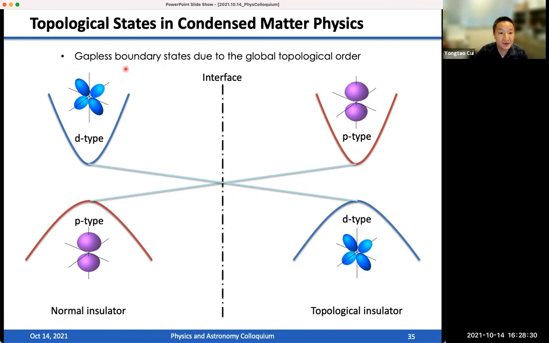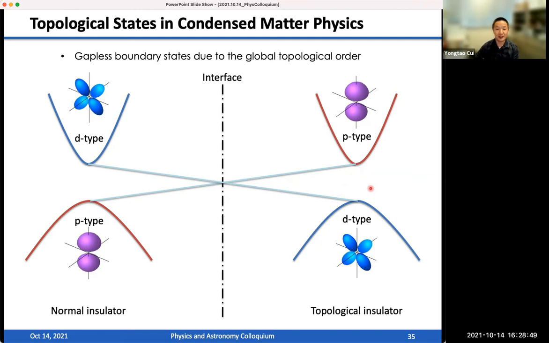And the existence of these boundary states is not because of something special about the interface, but because the interface is the boundary between the two topological orders that are defined within each domain. So it's a global order defined within each domain. But then at the boundary, something has to happen because of that global order.